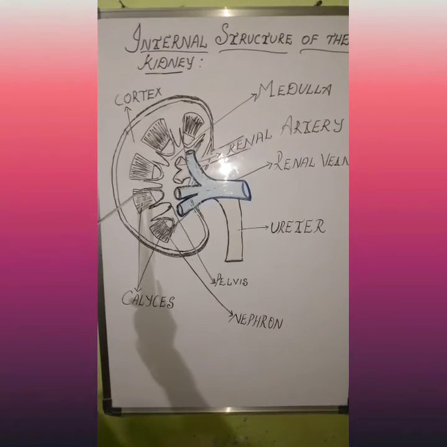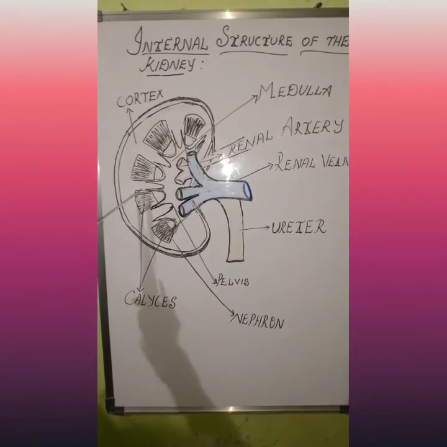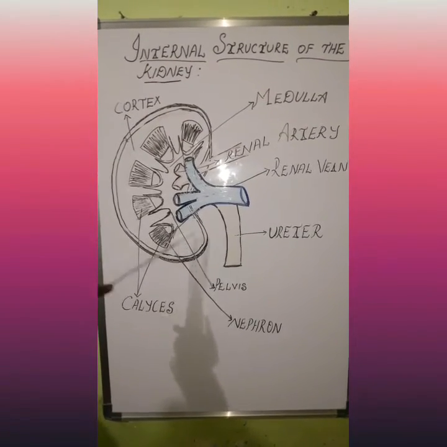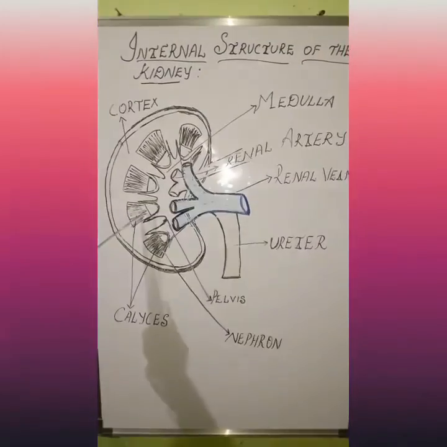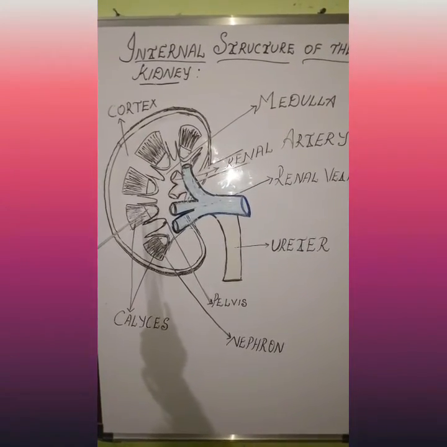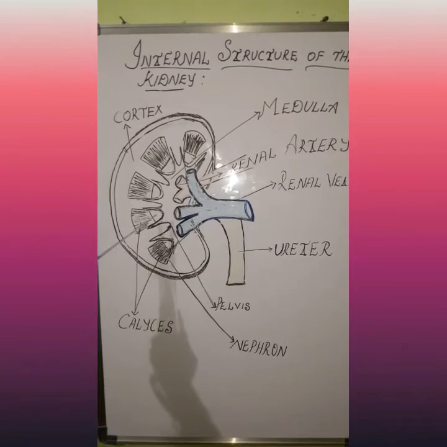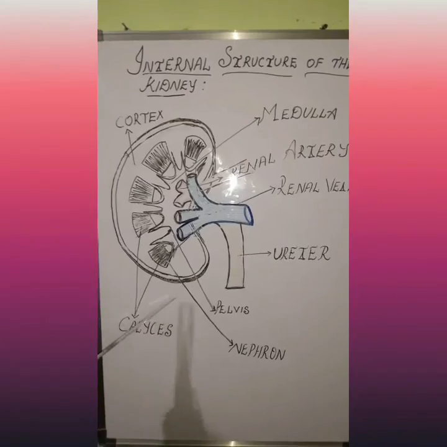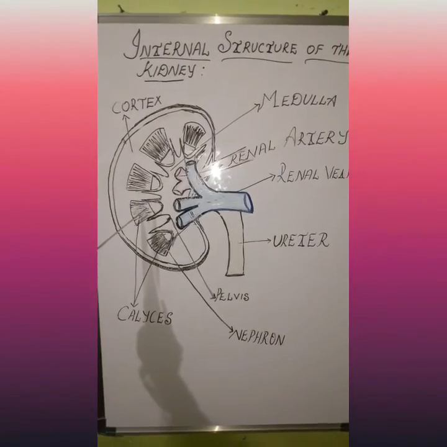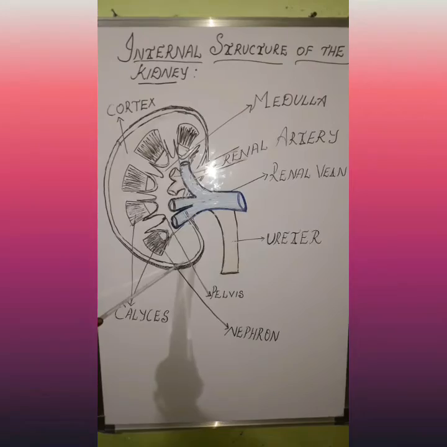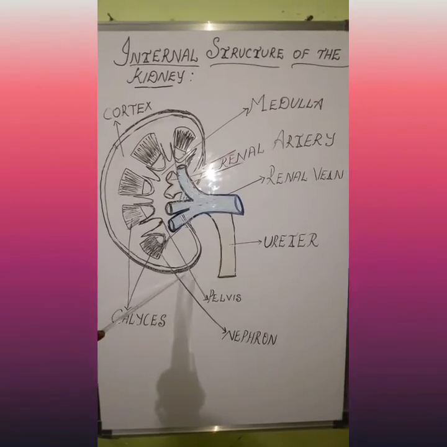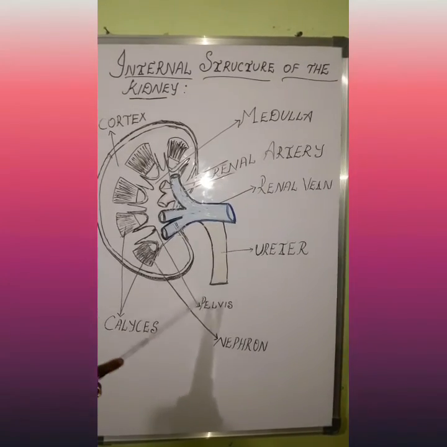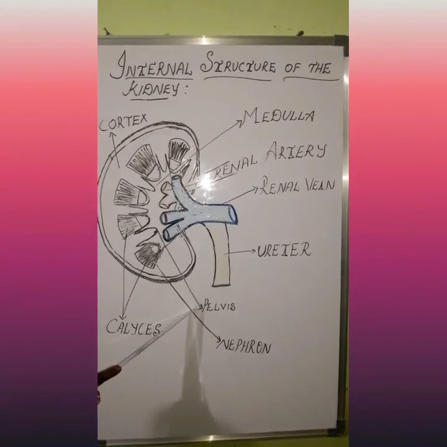Inside the kidneys, we can see the collecting tubes which form pyramids, and calyces which open into the pelvis. Inside these calyces, we can see the microscopic functional units of the kidney called nephrons. These nephrons are also called uriniferous tubules.